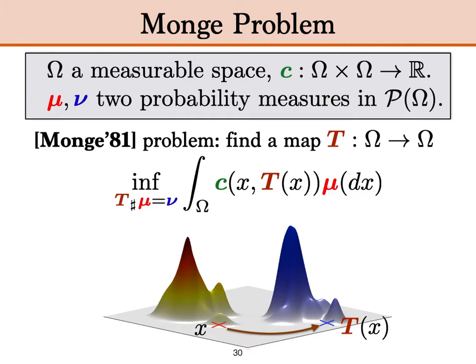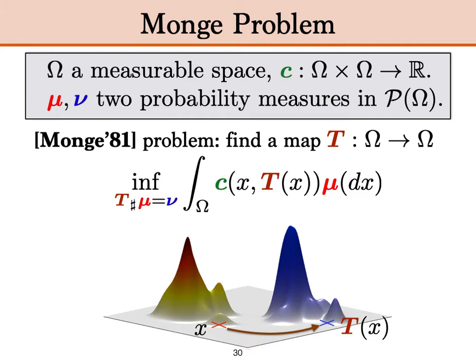So suppose you have a space omega and you have a cost structure on omega times omega. This might be a distance or anything else. And you have two probability measures mu and nu supported on omega. So the Monge problem in 1781 is to find a map that goes from omega to omega, which minimizes, among all maps that displace mu to nu, the total cost. Or you could also see this as the average cost according to probability measure mu.